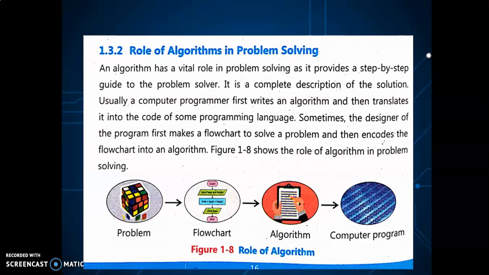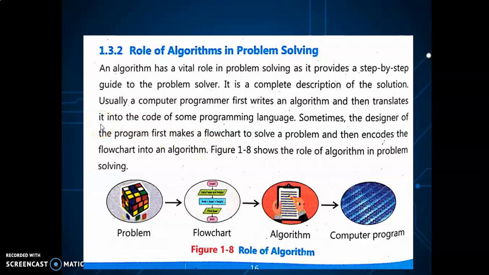So let us see the figure. The figure says the first step is we have encountered a problem, then that problem is translated into a flowchart, then the flowchart is encoded into an algorithm, and from that algorithm the programmer writes a computer program. So an algorithm plays an important role in problem solving.